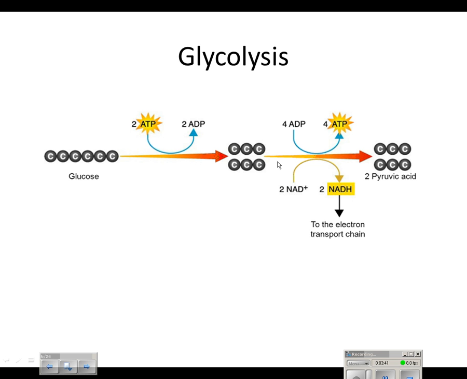And now we're going to modify them further and actually produce 4 ATP from this and 2 NADH. Now, NAD+ is another energy compound, and we're going to input 2 NAD+ molecules, and they're going to pick up 2 electrons, because there's 2 molecules, and become NADH. Now this is going to carry those electrons over to the electron transport chain later in the cycle. And then our overall end product is 2 pyruvic acid molecules.